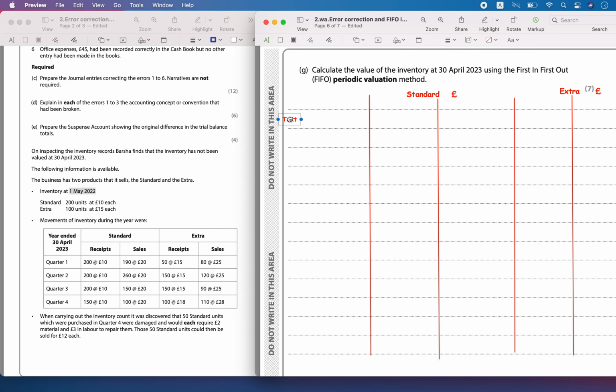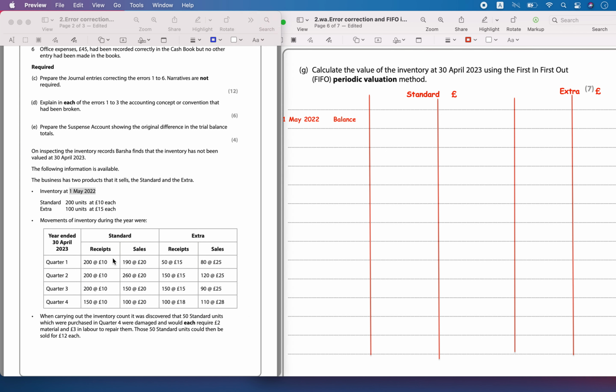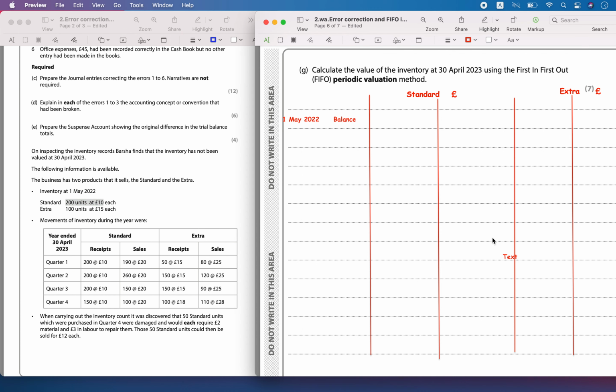The balance of inventory as on 1st May 2022, the opening inventory, was 200 units at 10 pounds each. So let's record that. First we are going to do FIFO for standard units, which includes 200 units at 10 pounds.